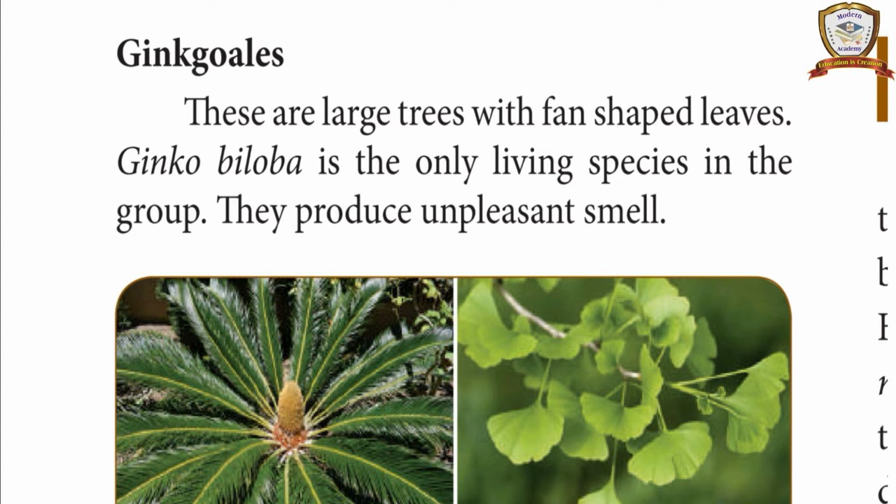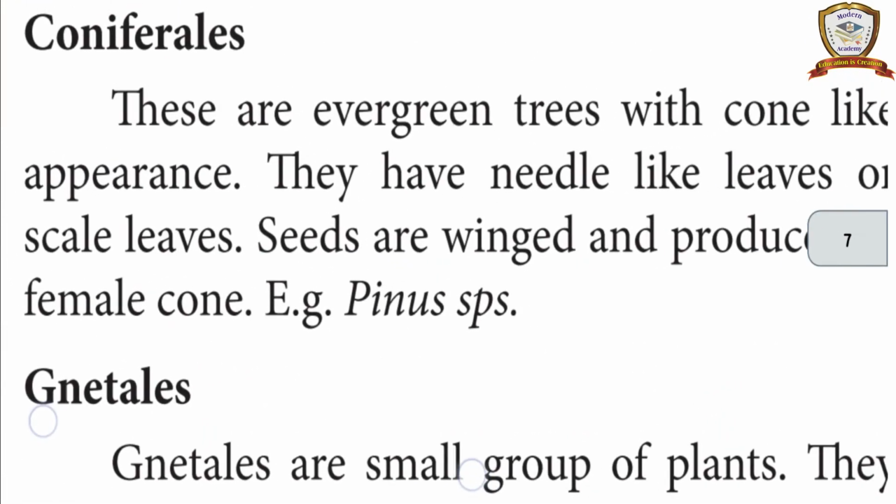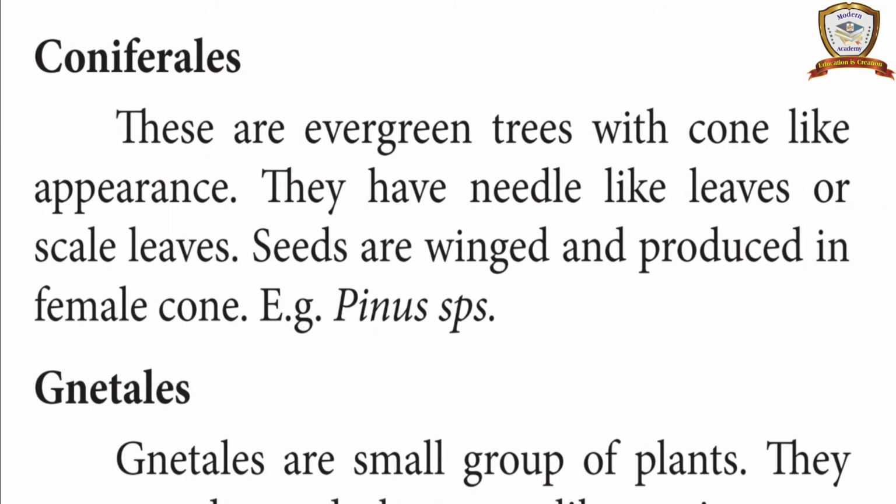Ginkgoales. These are large trees with fan-shaped leaves. Ginkgo biloba is the only living species in the group. They produce unpleasant smell. Coniferales. These are evergreen trees with cone-like appearance. They have needle-like leaves or scale leaves. Seeds are winged and produced in female cone. Example, Pinus.